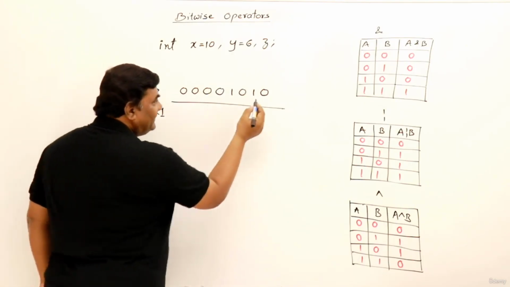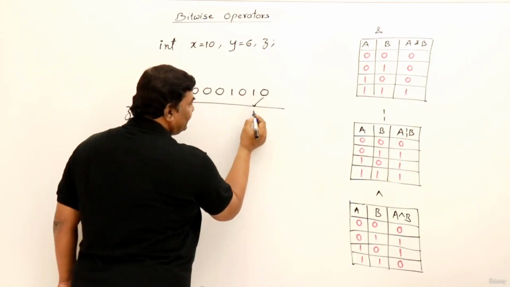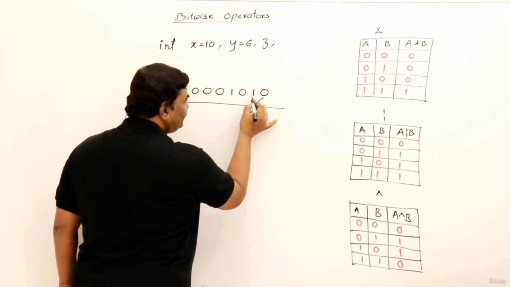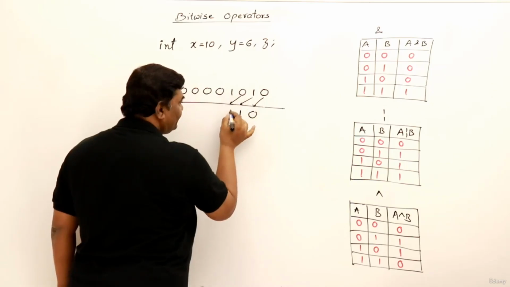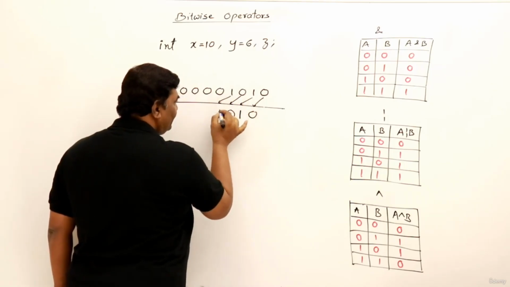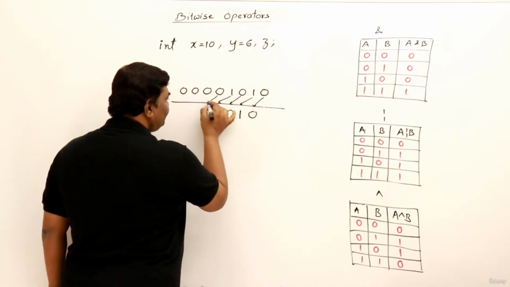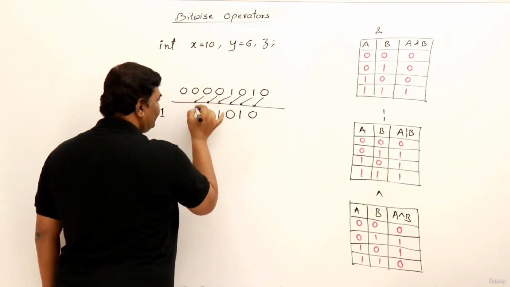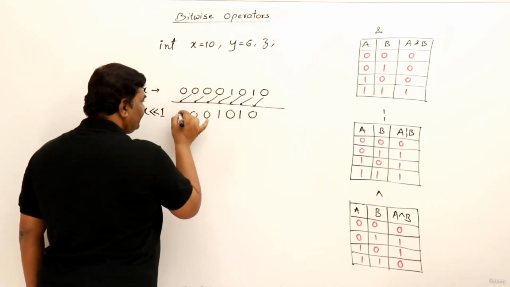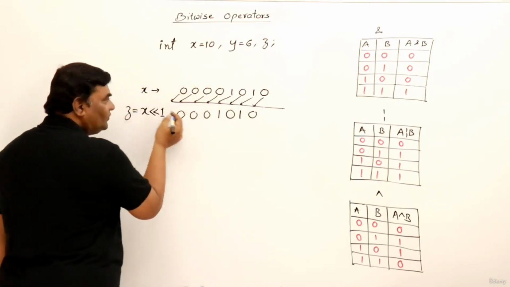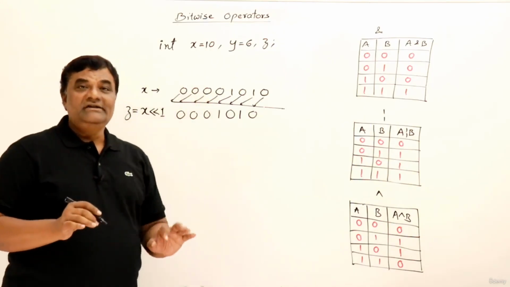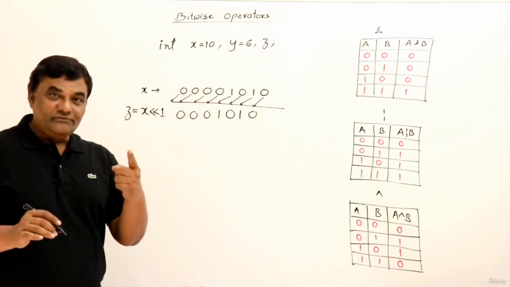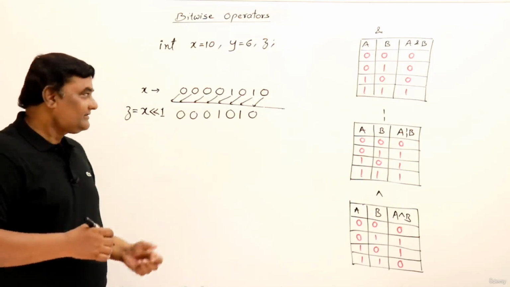So what does it mean? This 0 should come here, so this should become 0. And this 1 should come here, so this is 1. This 0 should come here, so this is 0. This 1 should come here, so this is 1. And this 0 shifts here, this 0 shifts here, and this 0 shifts here. It goes on. As it is an integer, it is taking 4 bytes, but we are looking at only 8 bits, that is 1 byte, just to understand it.